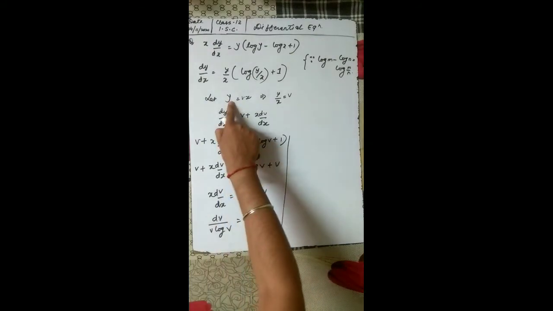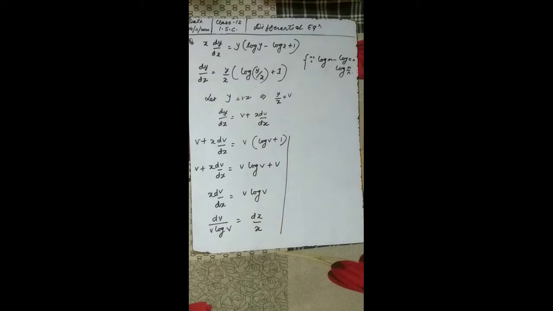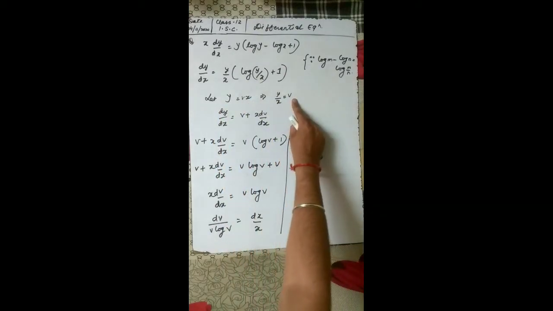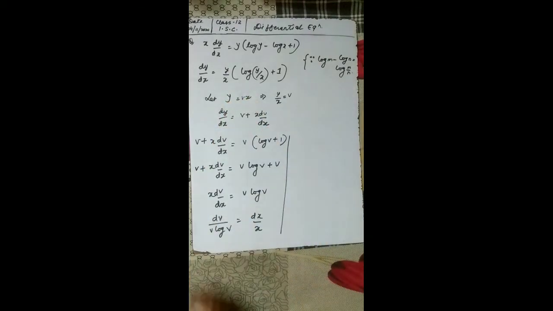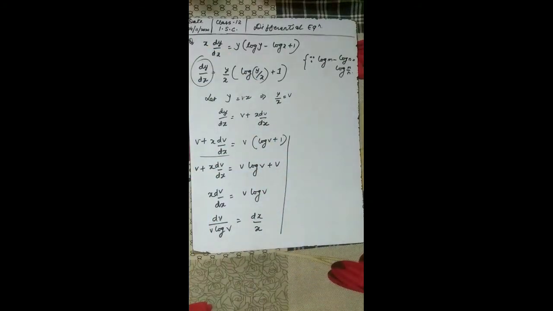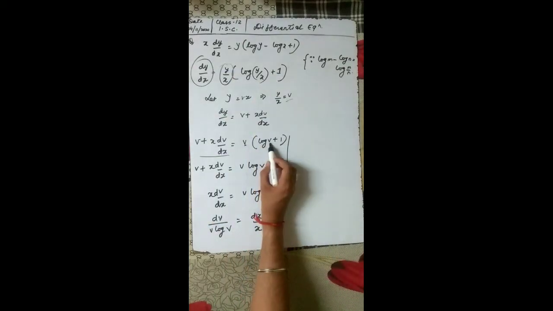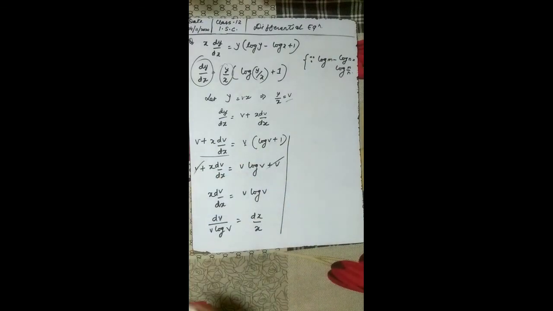Again, let y equal to vx, as this is a homogeneous differential equation. So consider y equal to vx, so y upon x will be v. On differentiating, dy/dx will be v plus x dv/dx. In place of dy/dx, we have substituted v plus x dv/dx. In place of y upon x, v, and here also v plus 1. Multiply v inside, so v log v plus v. This v and this v we can cancel. We are left with this thing.